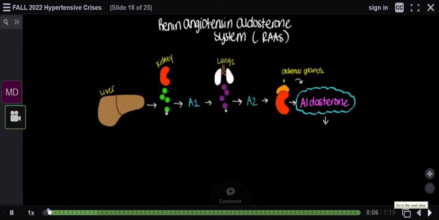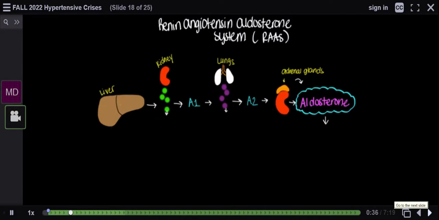Okay, so one of our Instagram friends requested a review video on the RAAS system, and that stands for the renin-angiotensin aldosterone system. So I'm going to make this very short and sweet because I think it's easiest described with pictures and just kind of getting to the point, because it's really easy to understand when you have it at this level. First thing, I want to make sure that we understand what the RAAS system does.